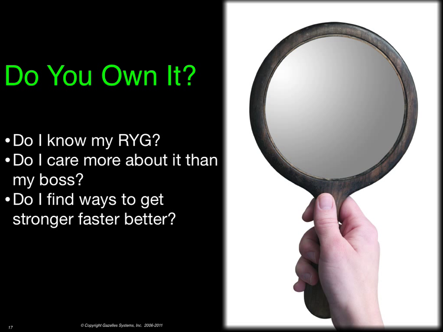How do you know if you own it? Well, first of all, do I know my own red, yellow, green success criteria for my job? If I don't, you can't own it because you don't know what you're supposed to achieve. Secondly, do I care more about it than my boss? In other words, do I care more about succeeding and achieving my goals than my boss?